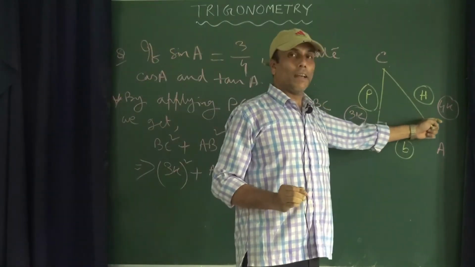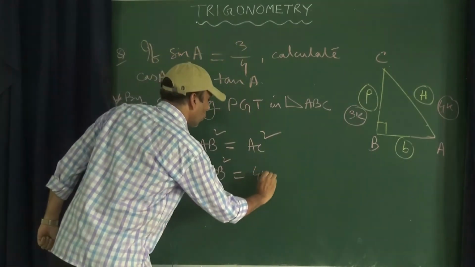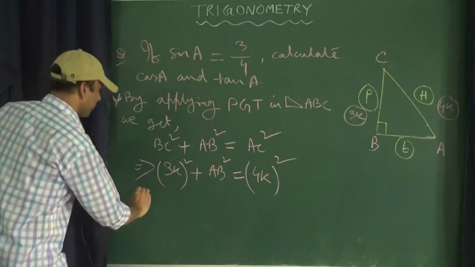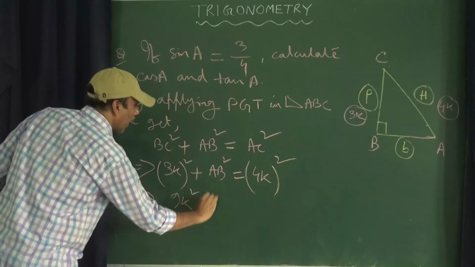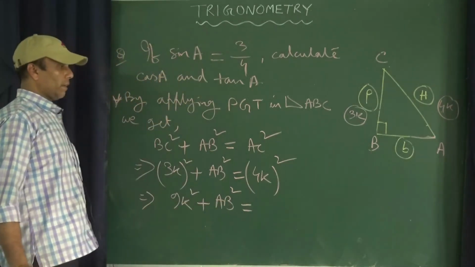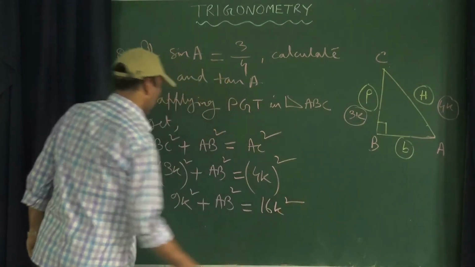And AC, we know the value of AC. AC is how much? 4K. AC is 4K and AC square is there, so we will have to write 4K square. So 3K square will give us 9K square, plus AB square will remain same, 4K square will give us 16K square.